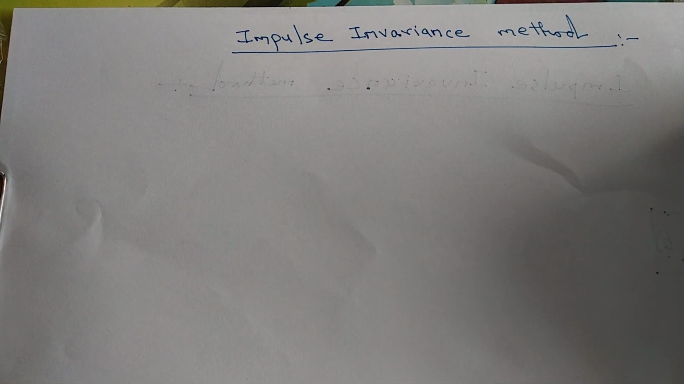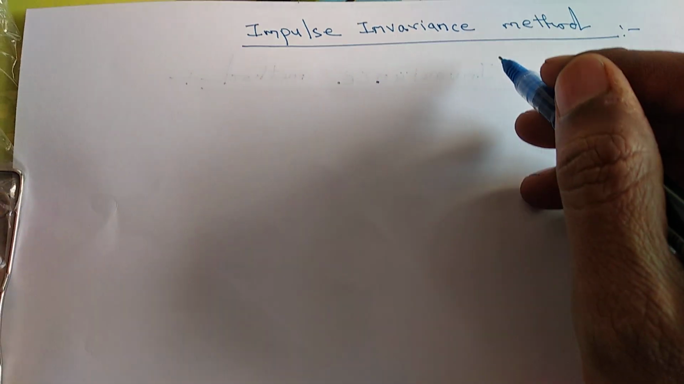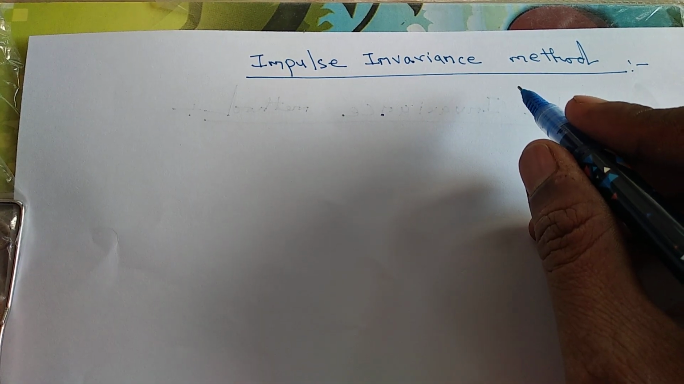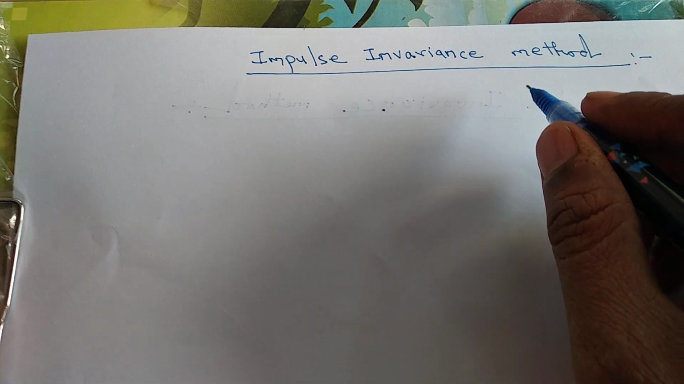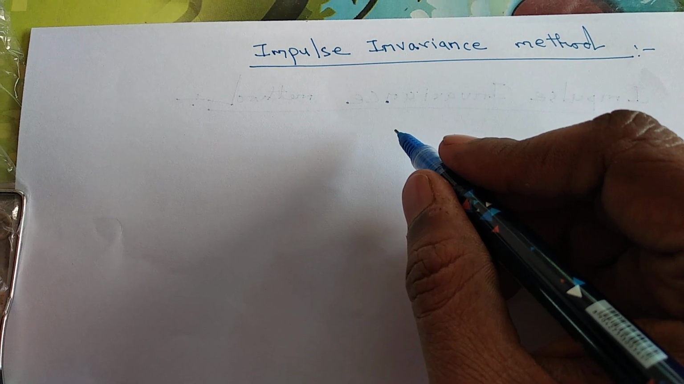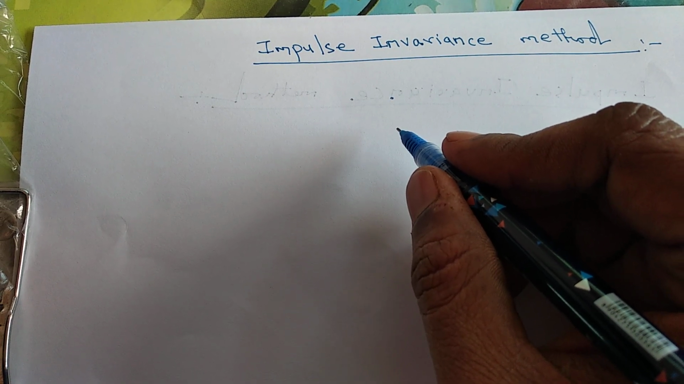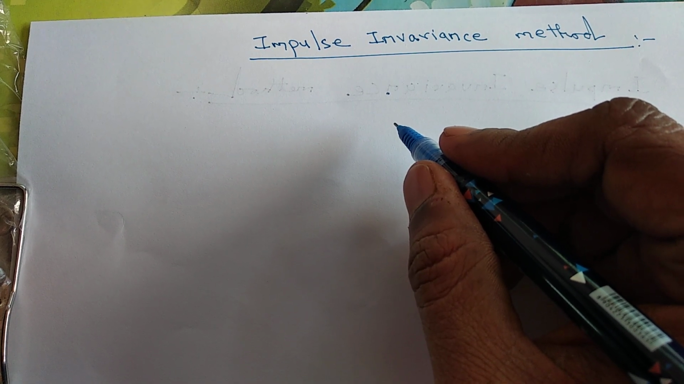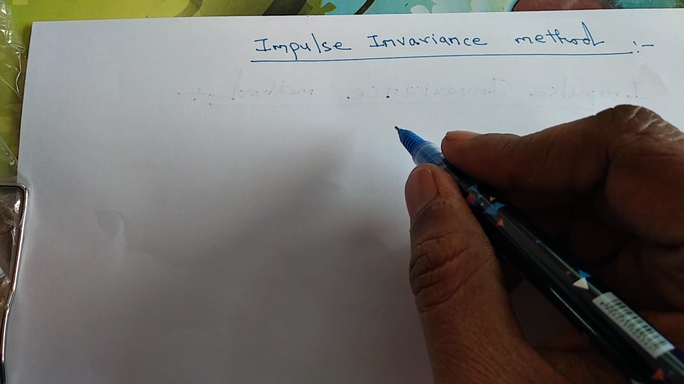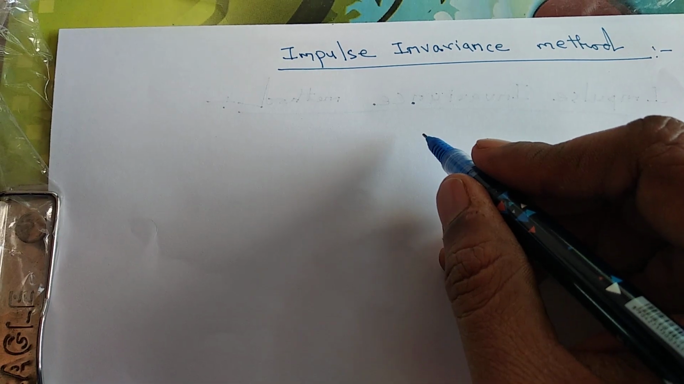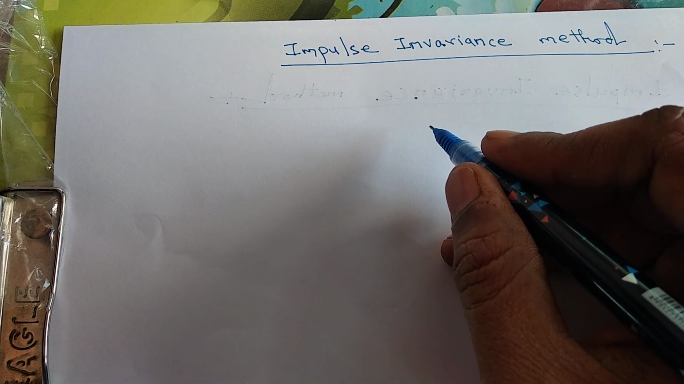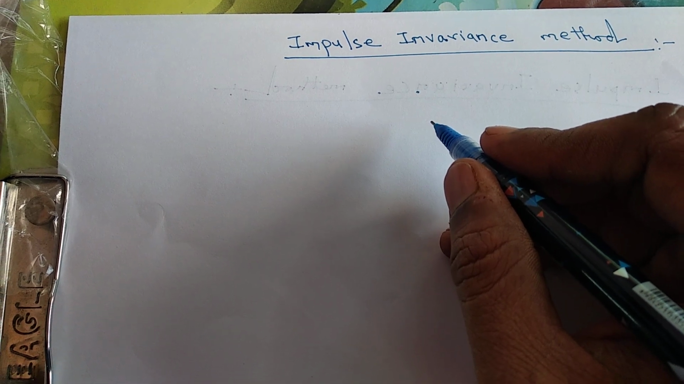Hi friends, let us understand how to design or devise a mapping technique for analog to digital filter transformation using the impulse invariance method. We will be designing a method called the impulse invariance method. Let us first see what are all the steps required in doing that.